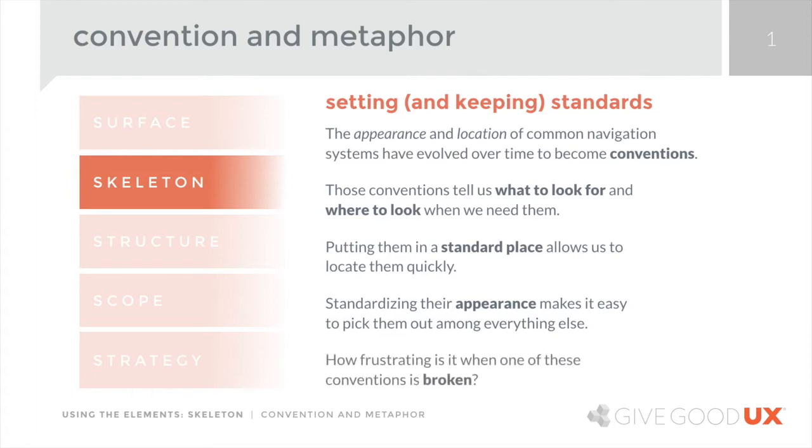It's extremely frustrating to us when one of those conventions is broken. For instance, if somebody tomorrow decided we're going to put main navigation on the bottom of the screen from now on, that would frustrate us because we would be looking at the top of the screen wondering where the hell the navigation is, because we're not used to looking down at the bottom for that core component. It's not where we expect it to be. It's not the position we expect it to take, and it doesn't match our model of how things work. So setting those standards and then being consistent in how you apply them is extremely important.